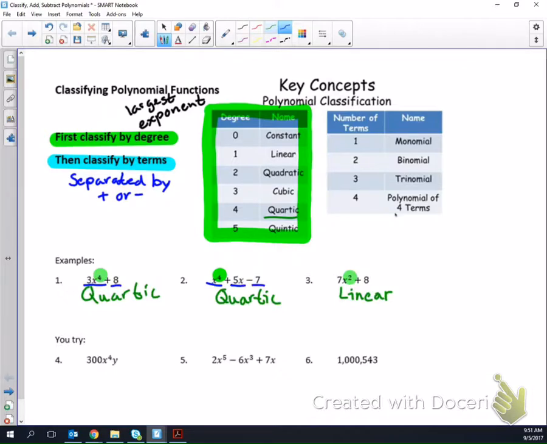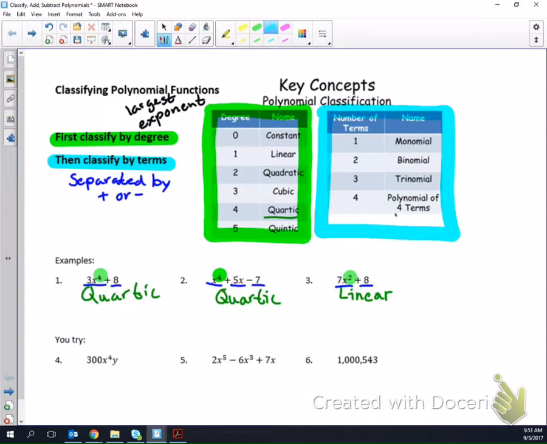In number 2, x to the power of 4, we see a plus, 5x, then we see a minus, and then a 7. In the third one, we have 7x squared. We see the plus, and then the 8. So we've separated these out by pluses or minuses. Now we just have to count them, and they'll tell us exactly how to identify it. So this first one has 2, so it must be a binomial.